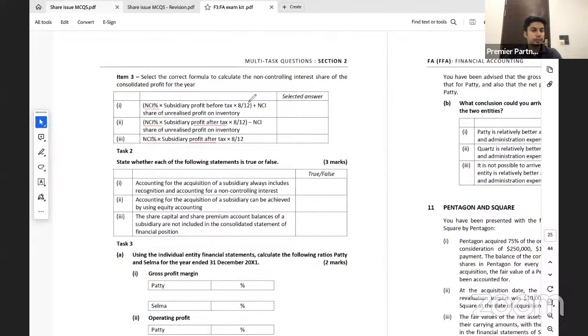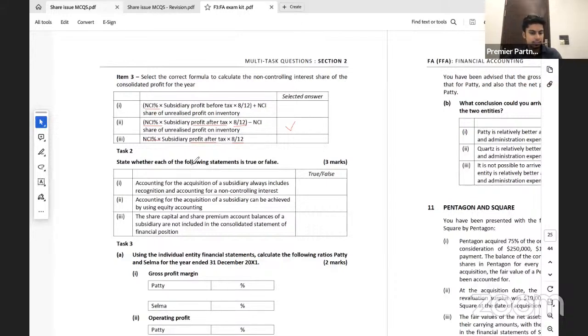Into 8 over 12. Guys, why into 8 over 12? Because the subsidiary was bought for 8 months, no? So 8 over 12. So that part is okay. And minus NCI share of the unrealized profit. So therefore, guys, this has to be the answer for Roman number 2.